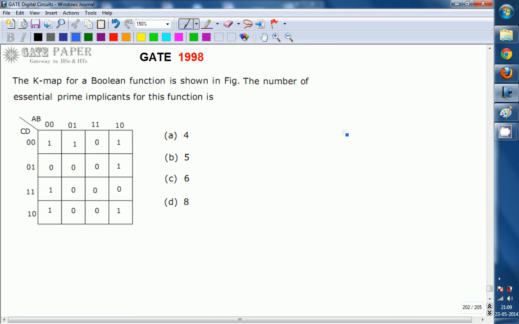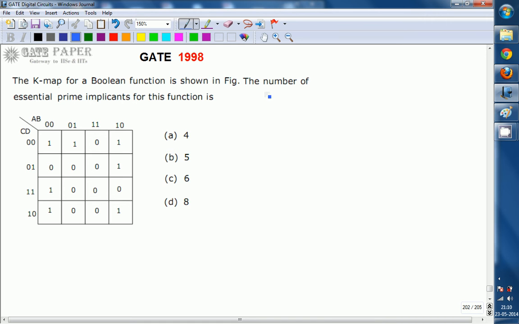Hello, we are discussing the GATE 1998 ECE paper, and this question is related to digital circuits. The K-map for a Boolean function is shown in the figure. The number of essential prime implicants of this function is? How many essential prime implicants are present in this function? Okay, that we are going to check.